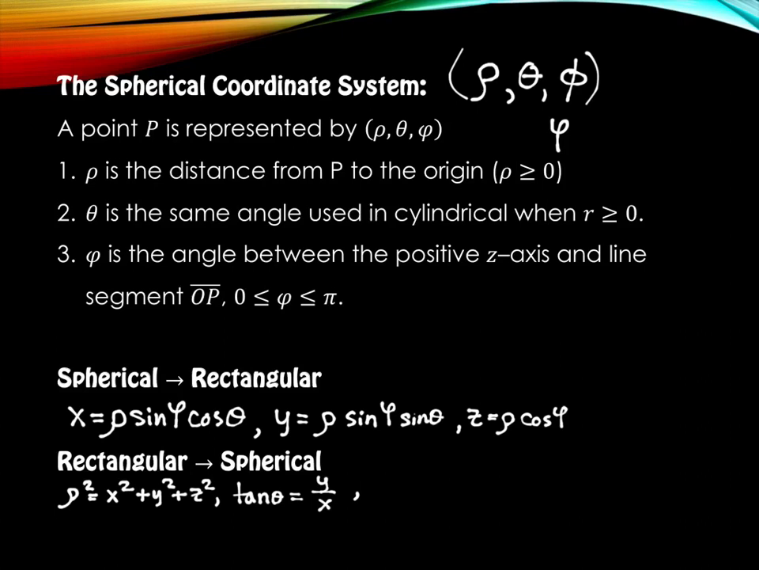And the last one is phi. Is that phi or is that rho? It's got to be phi. I can't read my handwriting very well. It's arc cosine of z over the square root of x squared plus y squared plus z squared. That one's the messy piece.